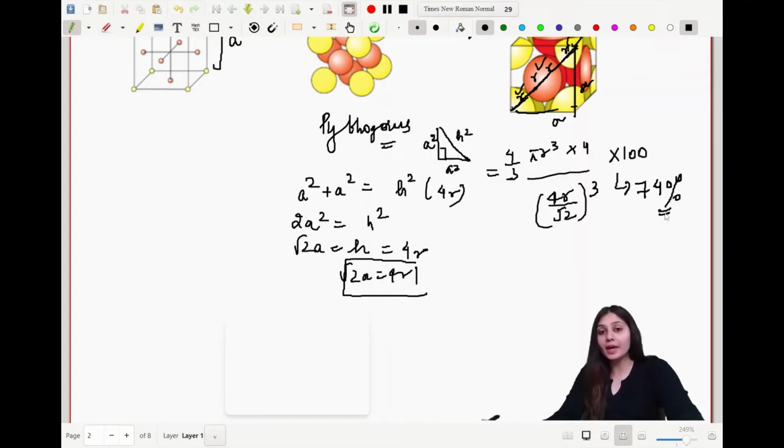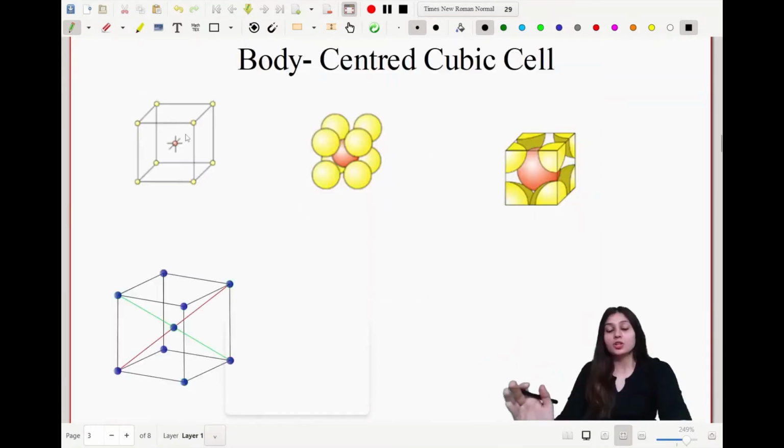So if we compare the packing efficiency of face-centered cubic to a simple cubic unit cell, we already know that face-centered has a very high value. It's 74%. The other one was 52%, if you remember. So now we'll talk about the last one, which is the body-centered. Let's finally talk about the body-centered cubic cell and its packing efficiency, and we'll be good to go.